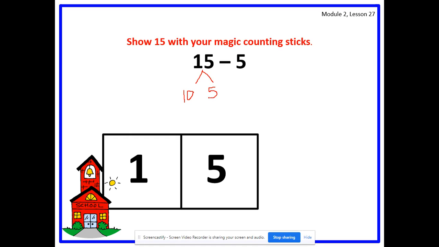Go ahead and park your markers for a bit. Make sure your markers or your pencils are parked and we're listening. Let's listen to this problem first.